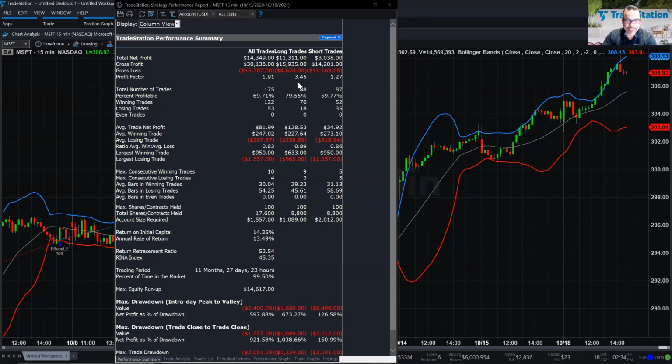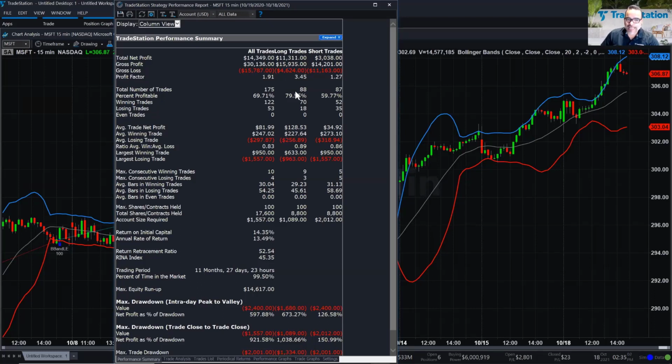Again, this is a strategy back test. This is no guarantee that it'll do the same going forward. But if you look at the gross profit on my long side, it's $15,000, almost $16,000. And it only lost about $4,000. And that's why my profit factor is so high.